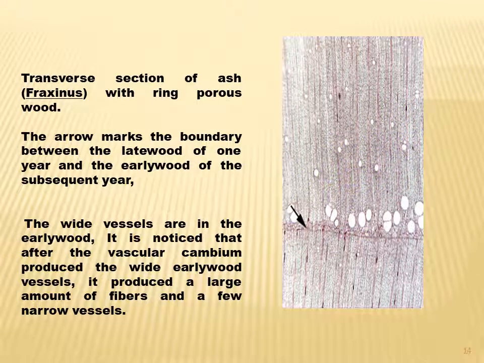In this diagram, I am showing you the transverse section of the ash or Fraxinus tree with ring porous wood. In this diagram, the arrow marks the boundary between the late wood of one year and the early wood of the subsequent year. So we can clearly see the late wood and the early wood in this diagram.